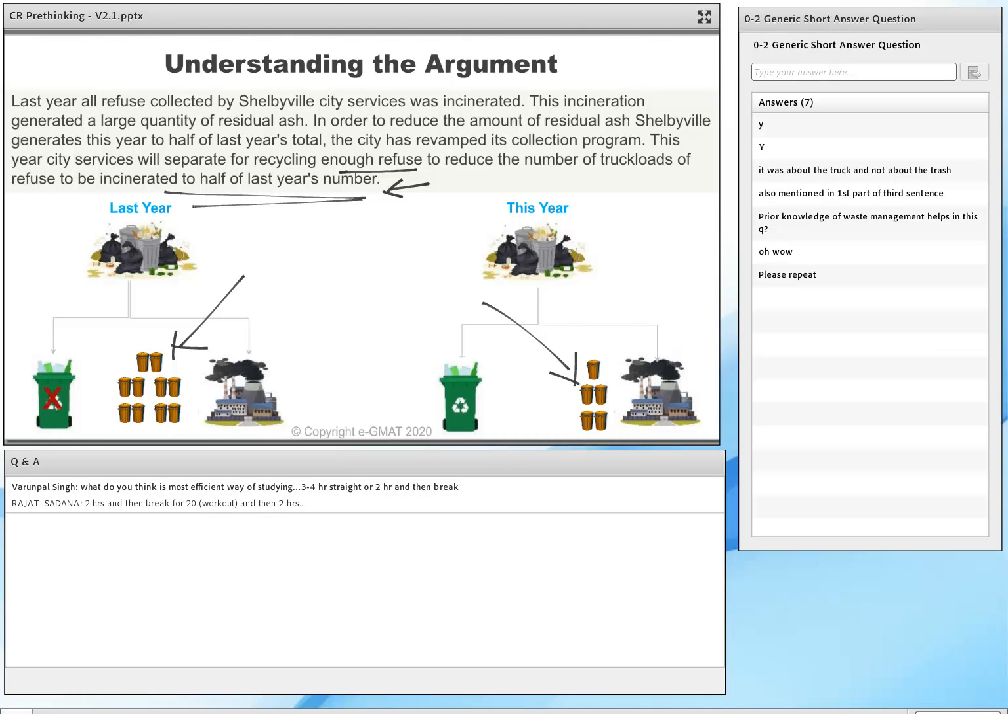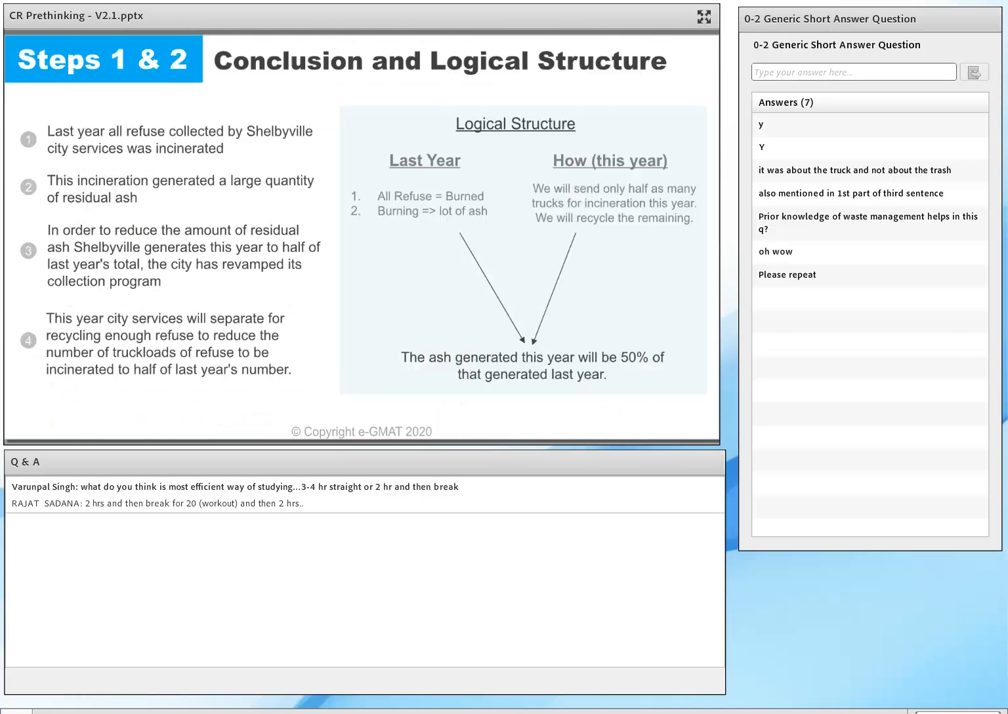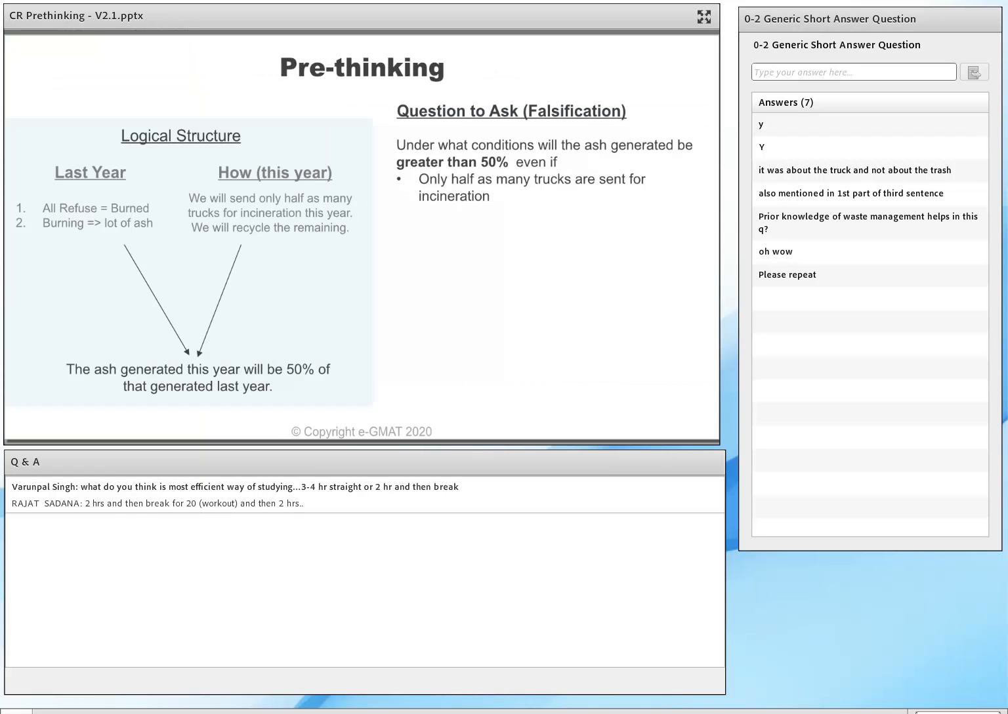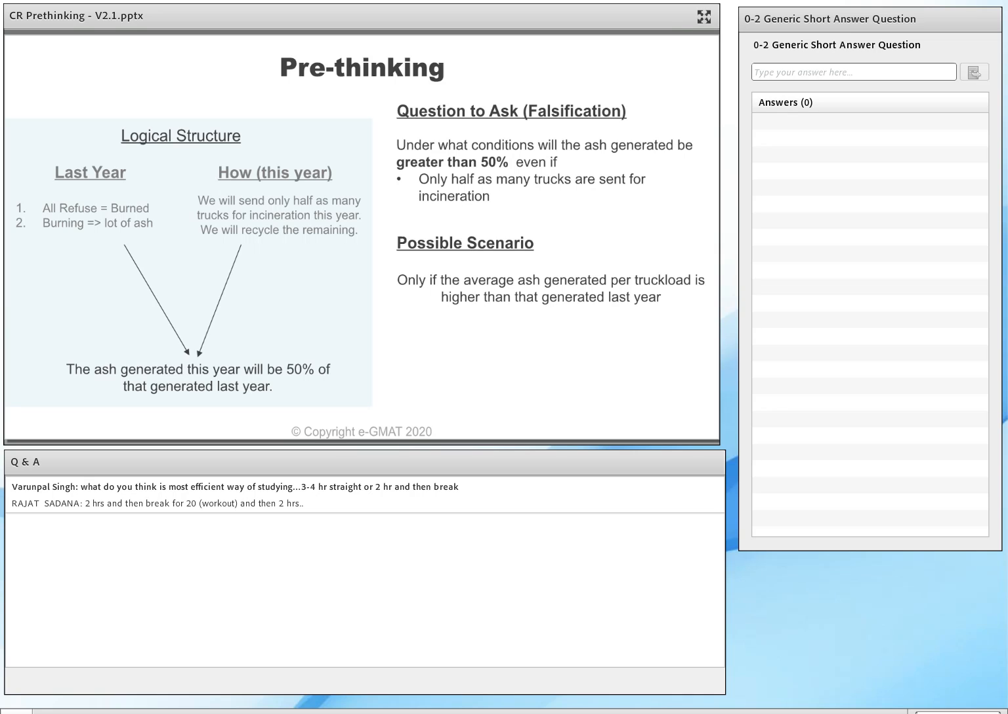that's important. Now let's go through this over here. The conclusion is that this year I'm going to generate half the ash that I generated last year. Why? Because I'm going to only get half as many trucks for incineration this year. Okay, so we ask the same falsification question. In what scenario will the ash generated be greater than 50% if I only send half as many trucks? Okay. The only possible scenario is if you stuff those trucks so much that each truckload generates a lot more ash than did a truckload last year. That's the only scenario. There's no other possibility.